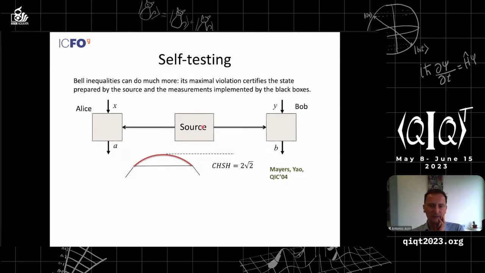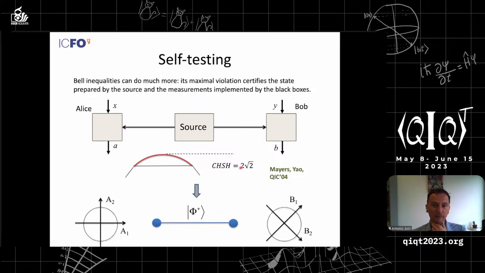Okay, so basically you have the source, and you have, say, some black boxes making an experiment, and let's assume this experiment generates maximal quantum CHSH violation. Then you can certify that the state produced by the source is basically a maximally entangled state of 2 qubits, and the measurements are the ones we know produce the maximal violation of CHSH. Actually, Mayers and Yao didn't prove the result for CHSH. This result was proven before by Tsirelson, that the only way of getting this violation is by making these measurements on a maximally entangled state.